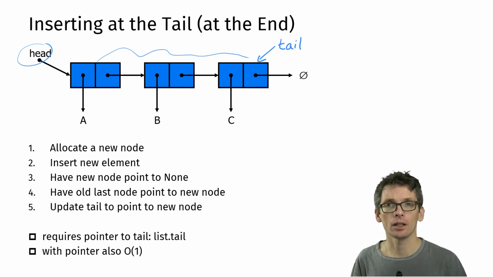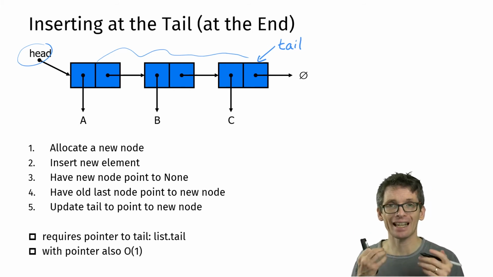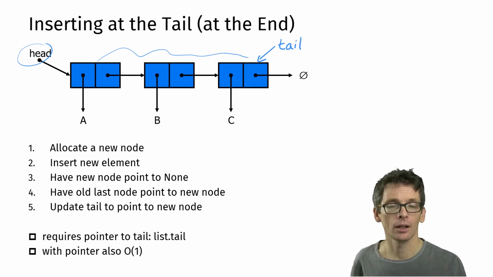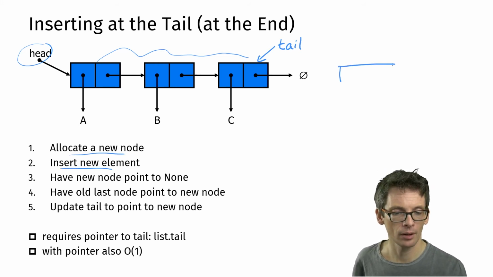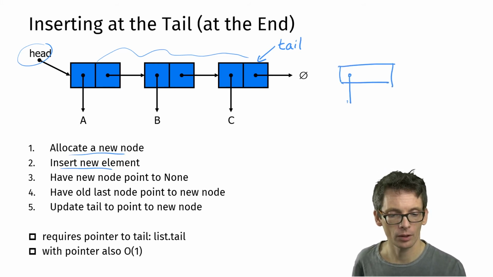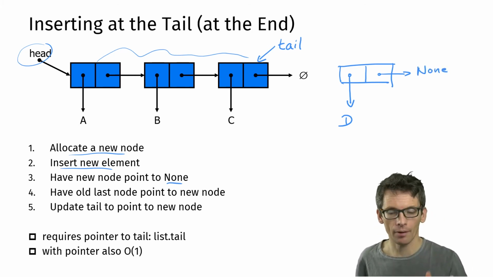With this, we can insert efficiently at the tail. So let's say I want to insert a new node storing an element D. What I do is simply I make this node with the element. So I make a node, it stores my element, let's say it's D, and it will point at none, or nil, or null. In Python it would be none.